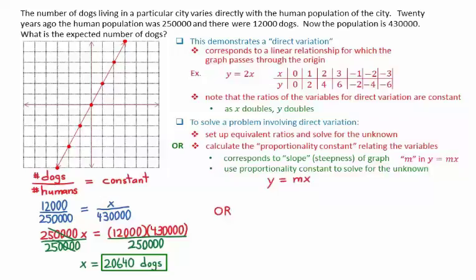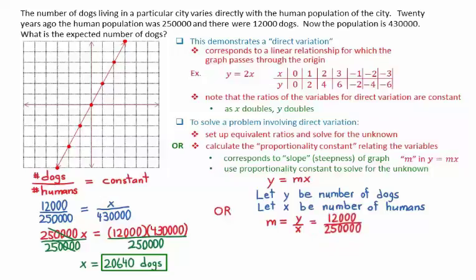We have y equals mx. In this case, the y corresponds to the number of dogs, and the x corresponds to the number of humans. We can use the information from 20 years ago to calculate the m, the proportionality constant. m equals y over x, which is equal to 12,000 divided by 250,000, giving 0.048 for the proportionality constant.